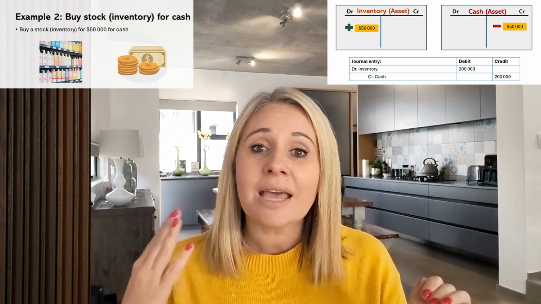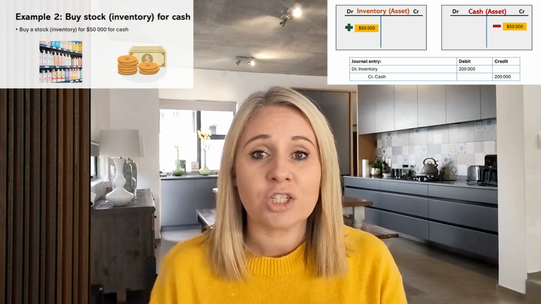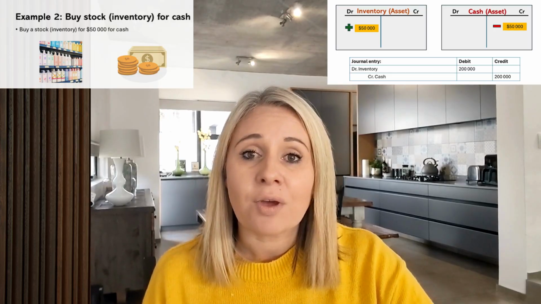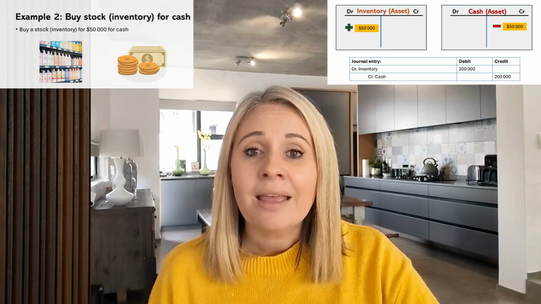Once we have our debit and our credit, our accounting equation balances because for every debit, we have a coinciding credit. That was example 2.